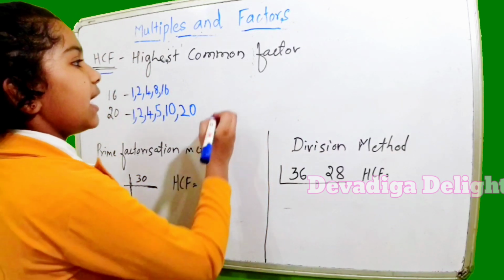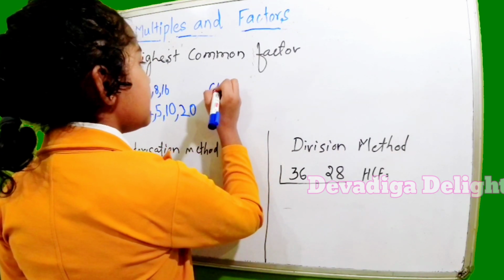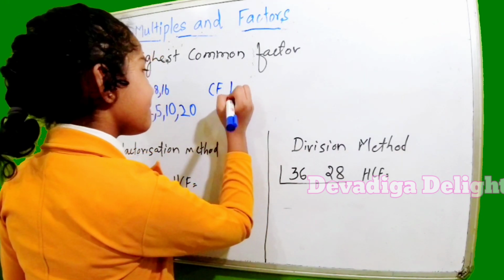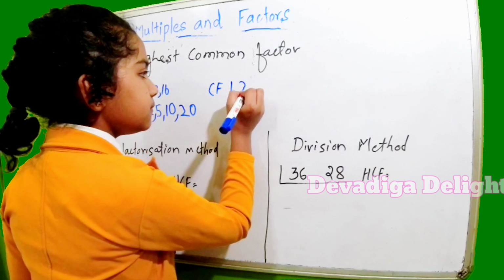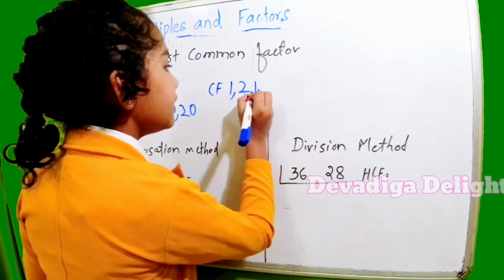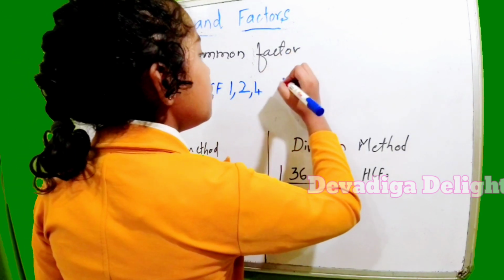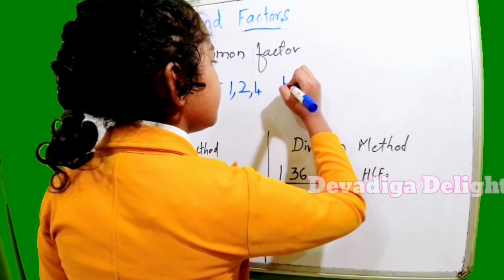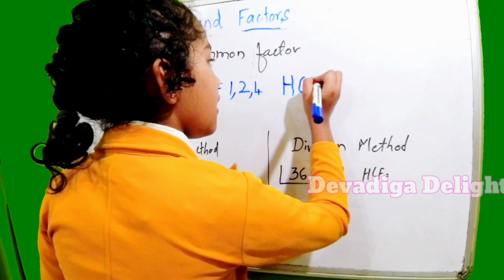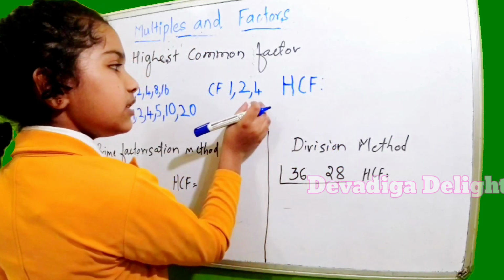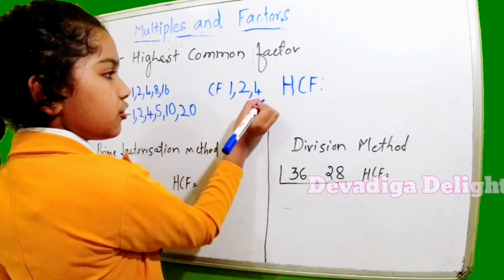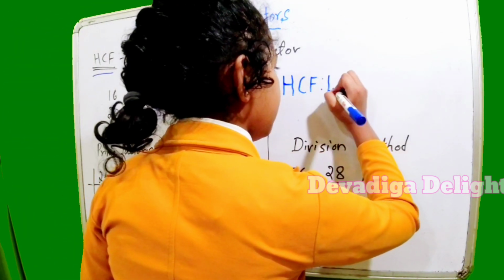Now we will write the common factors. Common factors are 1, 2, and 4. Now we will write the HCF. Among 1, 2 and 4, 4 is the highest. So 4 is the HCF.